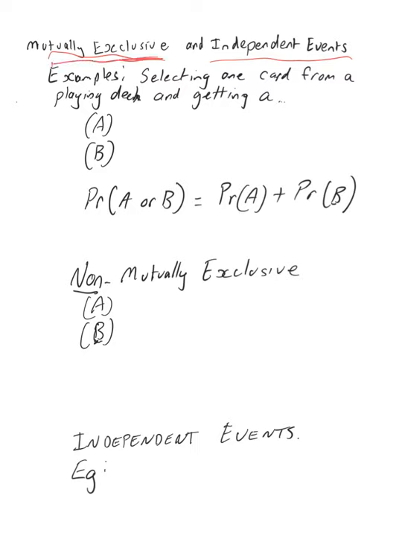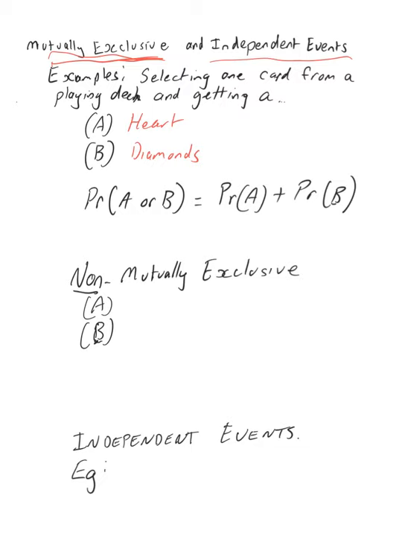Okay, and we'll start with the example of if we selected one card from a normal playing deck and we had two possible events. One would be getting a heart, a card with hearts, and another would be diamonds. Now they are mutually exclusive because we're only selecting one card and you can only get one or the other. You might get neither, but you can't get both. So it's a very simple example of mutually exclusive, but I think it makes the point.